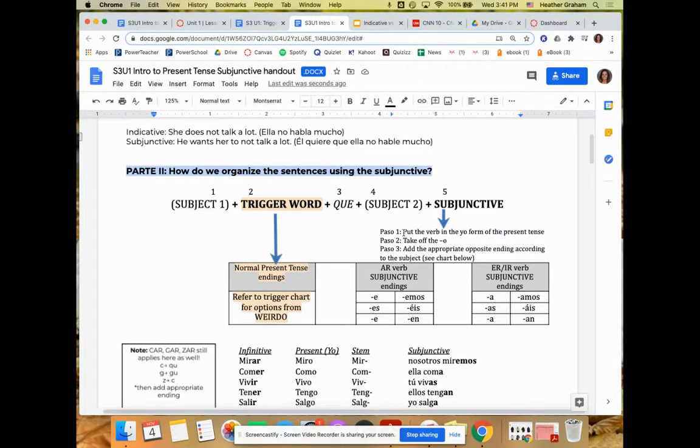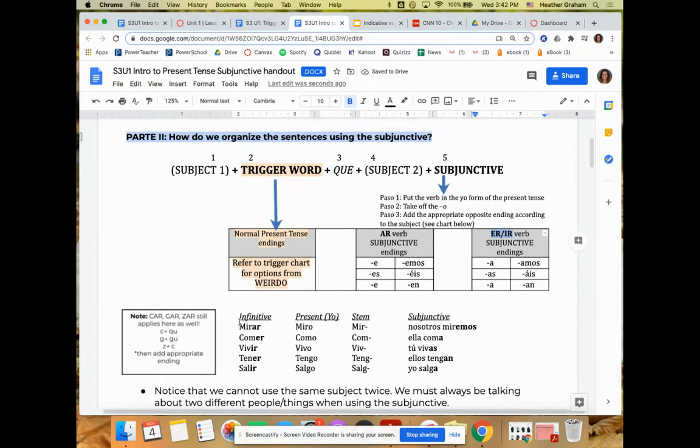So step 1 is that you put it in the yo form. These are going to look a lot like our tú commands. So you put the verb in the yo form, then you take off the O, and then you add the opposite ending according to what type of verb it is. If it's an AR verb, you're going to end it with e, es, e, emos, éis, en, and yes, that is not a typo. AR verbs have opposite endings. ER and IR verbs have opposite endings with a, as, a, amos, áis, an.